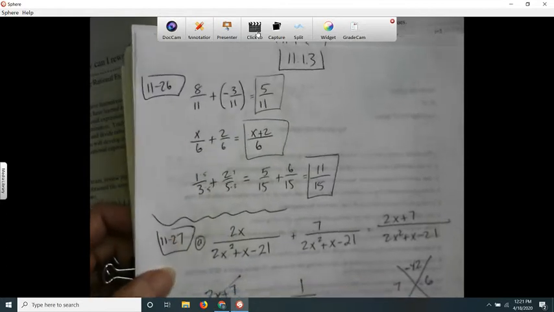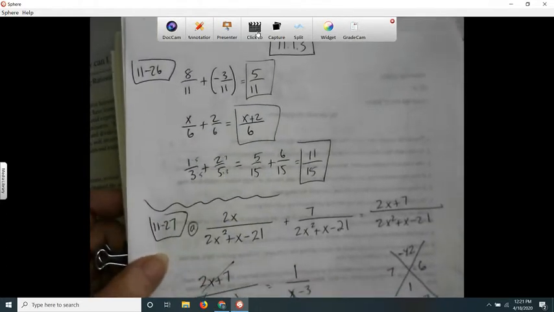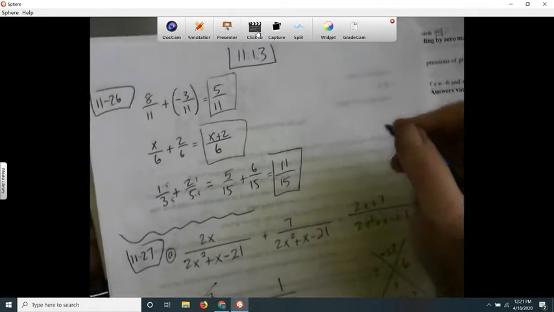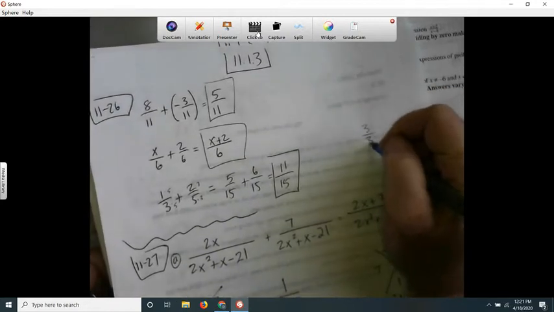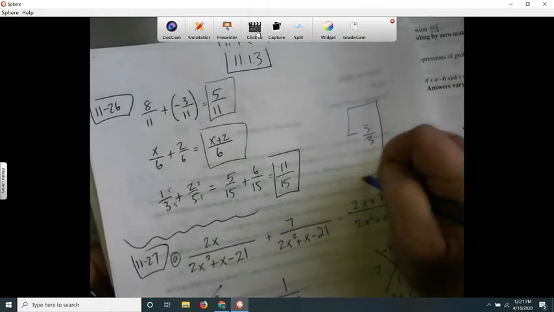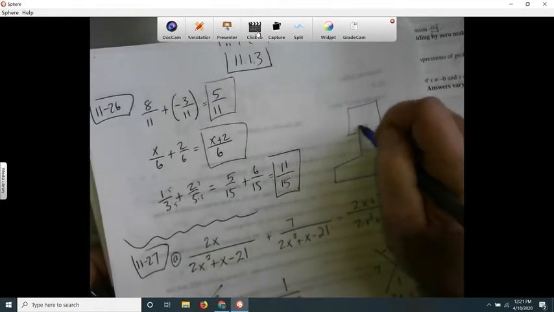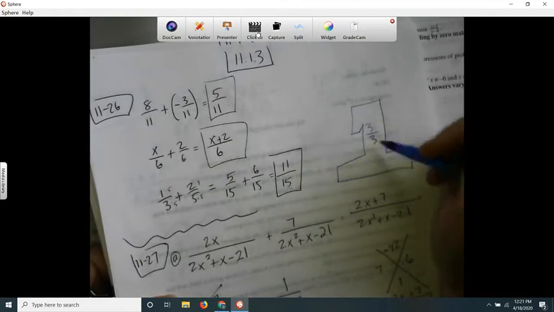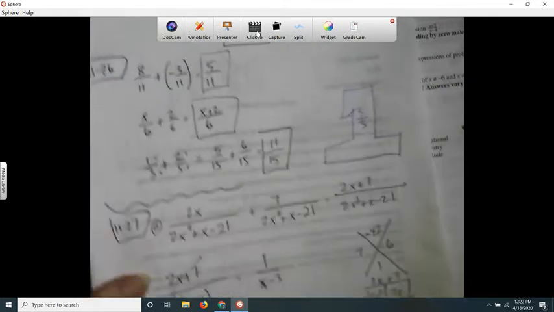So we've been talking about giant ones, well, they call it a giant 1. Right, because anything over itself equals 1.